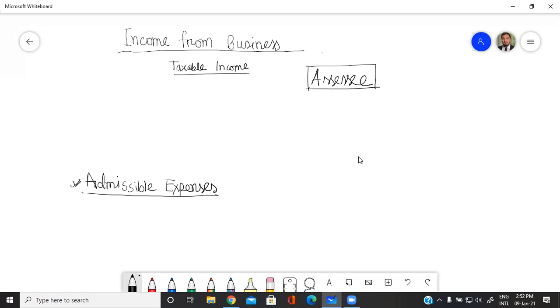If you have taken an insurance policy from an insurance company for protection against the risk associated with your business, in that case, the insurance premium that you regularly pay to the insurance company is a part of allowable expenses. There is no restriction on that.